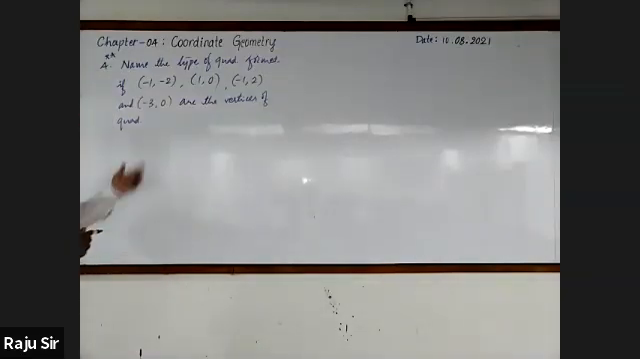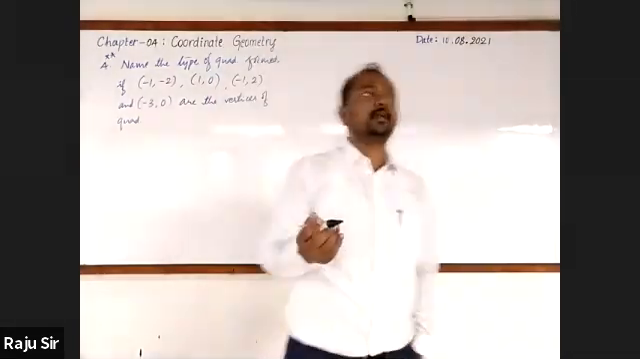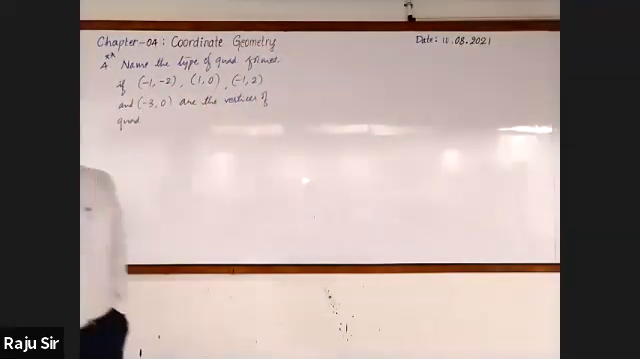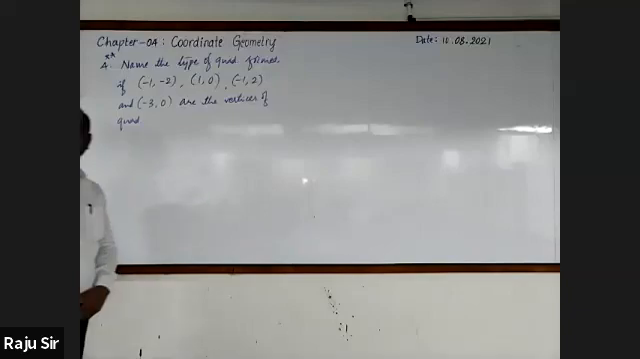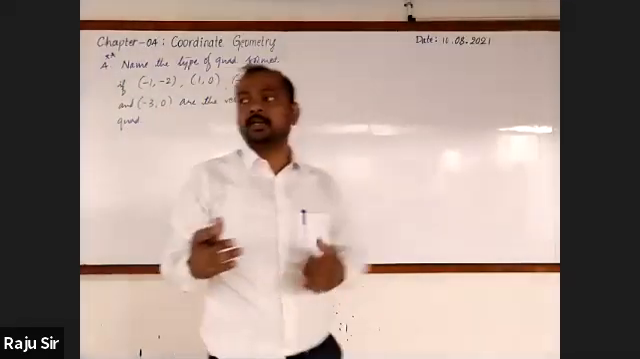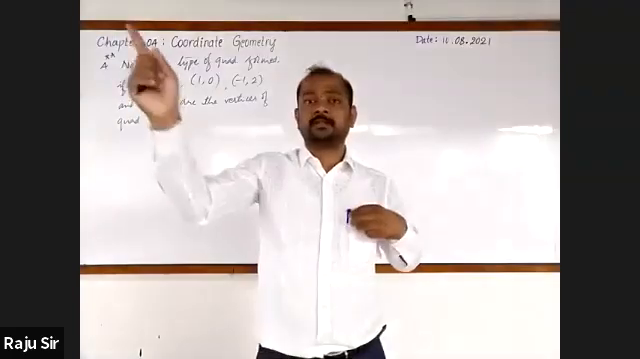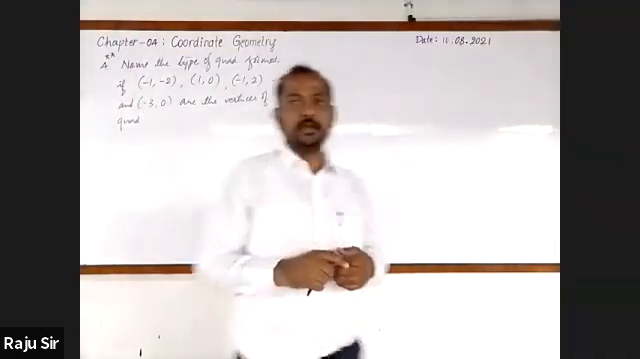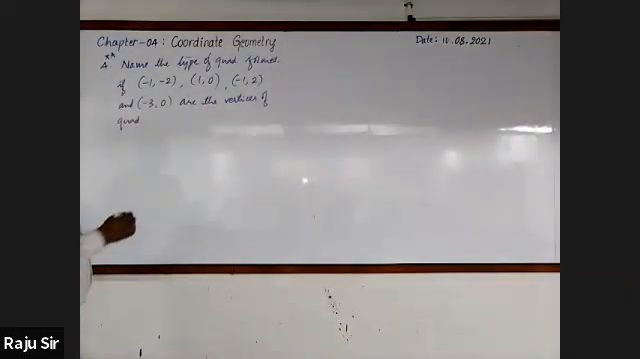Here they are given 4 points. Obviously, we will get a quadrilateral. But the question is the type of quadrilateral that is formed. If you want to decide what type of quadrilateral it is, you must find out all the 4 sides as well as the 2 diagonals. So first, let us assume the quadrilateral as ABCD.